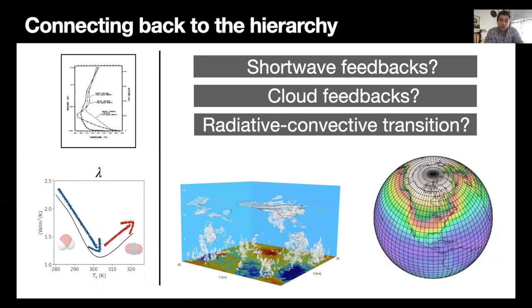But that doesn't mean that our explanation is the end of the story. In more complex models, there are additional processes like shortwave feedbacks and cloud feedbacks that could be playing an important role in the ECS peak. So I hope that our paper isn't the last word on this.